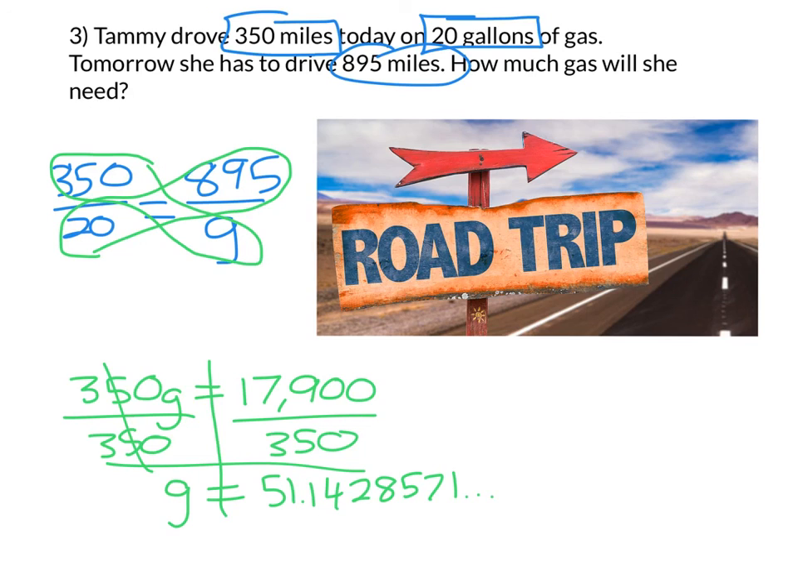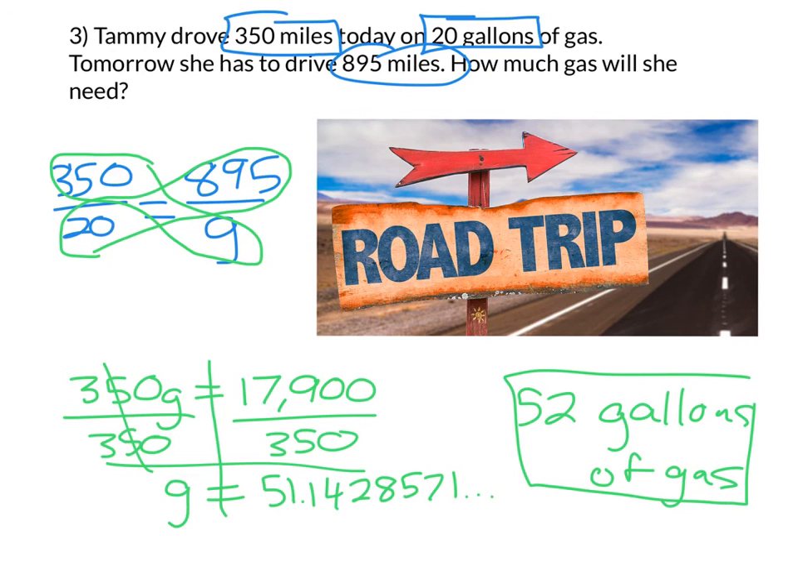Okay. Now, we're talking about gallons of gas here. Usually, we're not going to be that precise when we're pumping gas. Since 51.14 etc. gallons is how much I need, I don't want to get under that. So I'm actually going to want to get a little bit more gas than that, and we'll get 52 gallons of gas. 52 would be a lot better than 51. We don't want to run out of gas right before we get to our destination. So 52 gallons of gas to drive 895 miles.